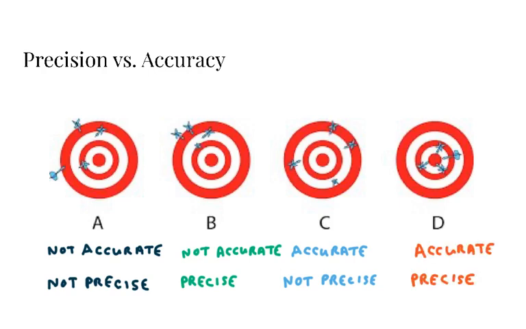Finally, in Dartboard D, we see darts that were thrown with both accuracy and precision.